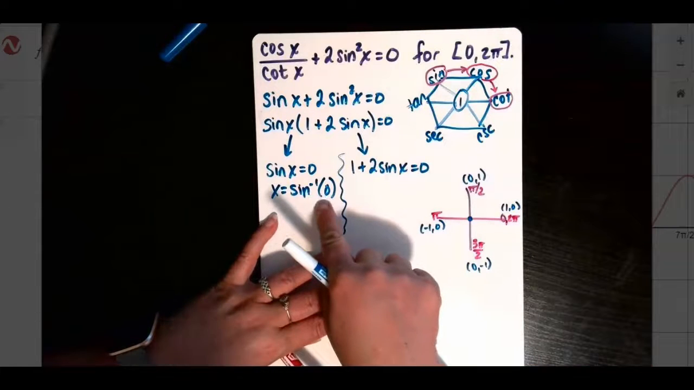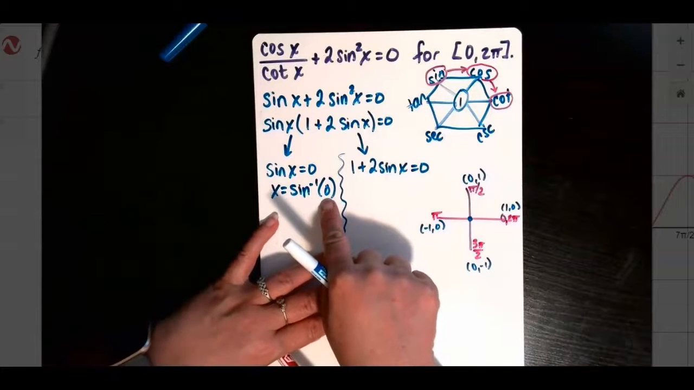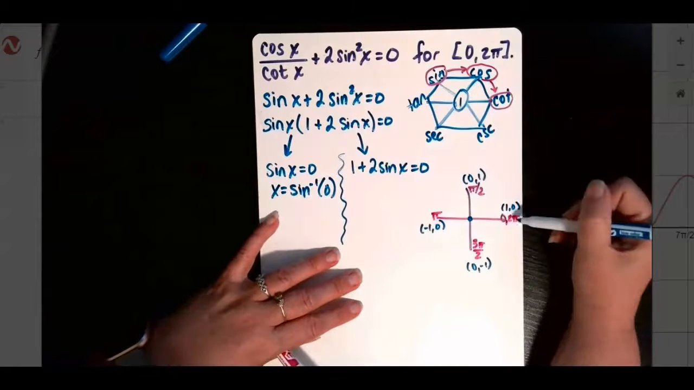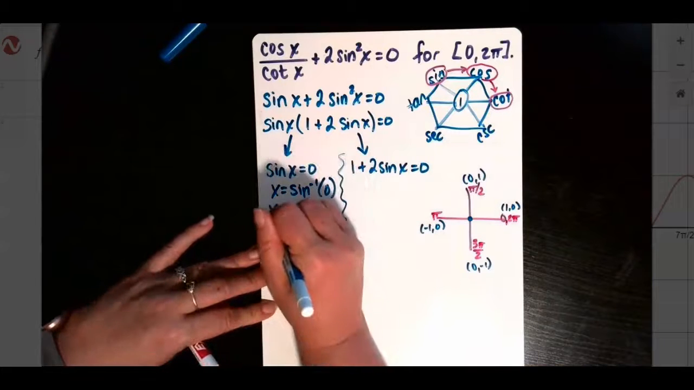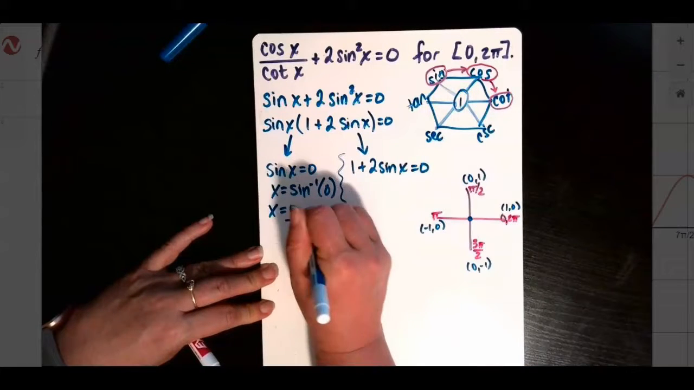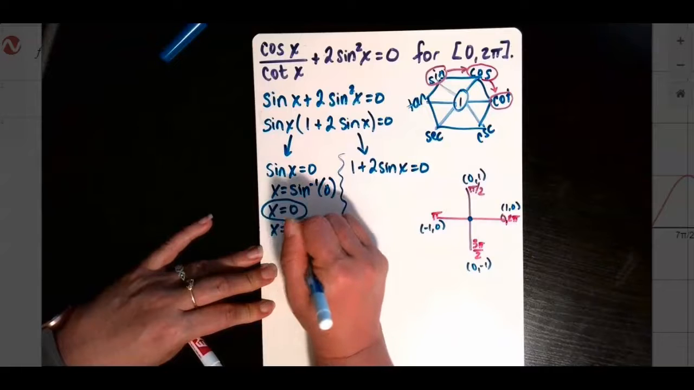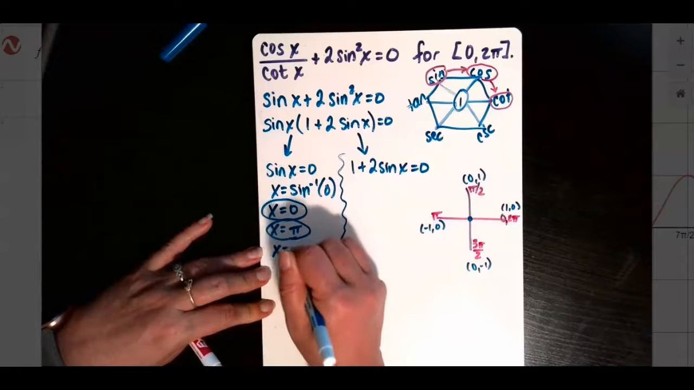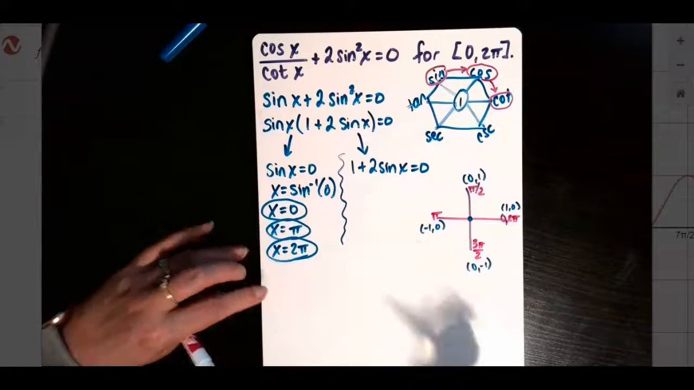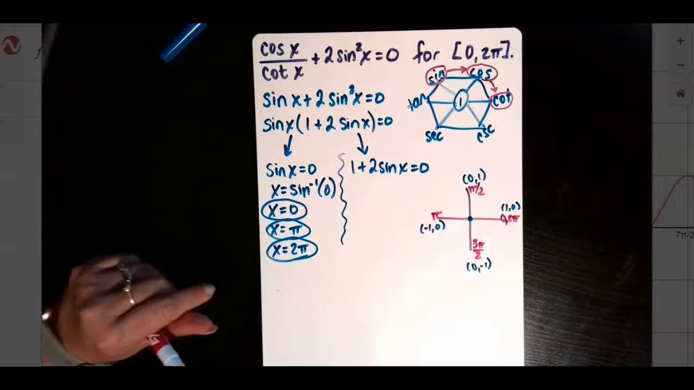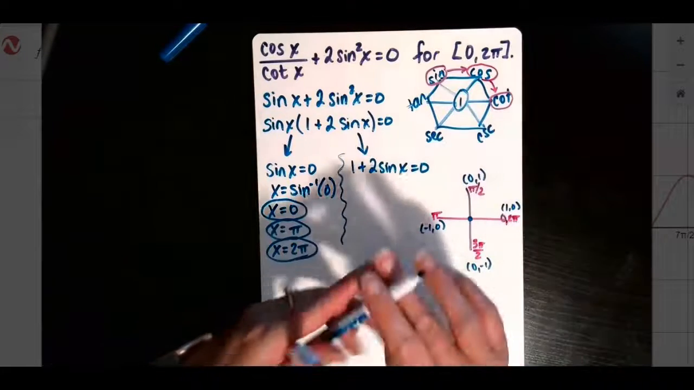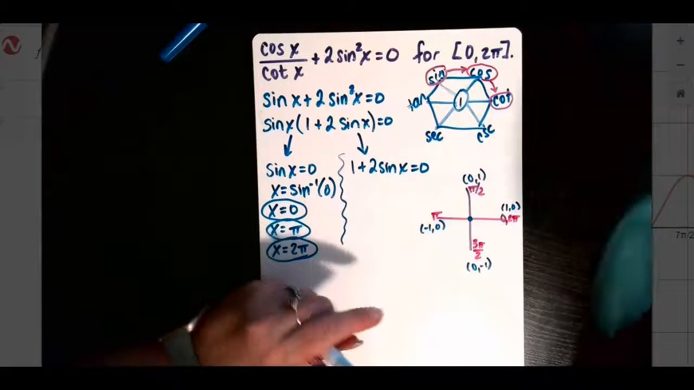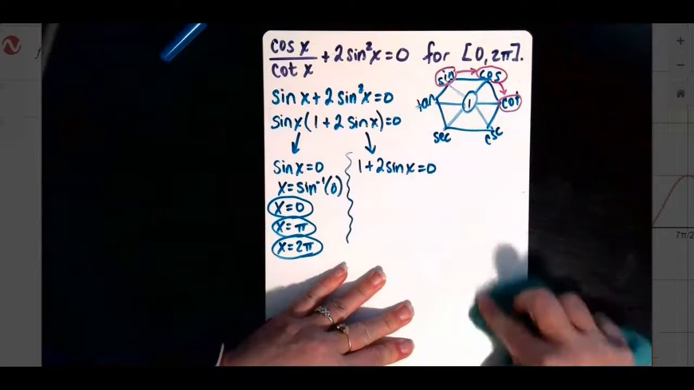So we're looking for the angles where 0 is the y value, and that's going to occur here at 0 radians, 2 pi radians, and at pi radians. So those will be the three solutions: x equals 0, x equals pi, and x equals 2 pi. Okay, now we're going to do the same thing and solve the other equation here on this side. And let's go ahead and make some room for that.